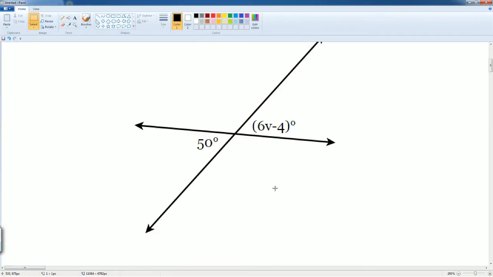We have to see how these two angles are related. These two angles are related by vertical because if you take a look, angle 50 here is opposite to this angle of 6v minus 4. So they are vertical angles. And we know that vertical angles are congruent.